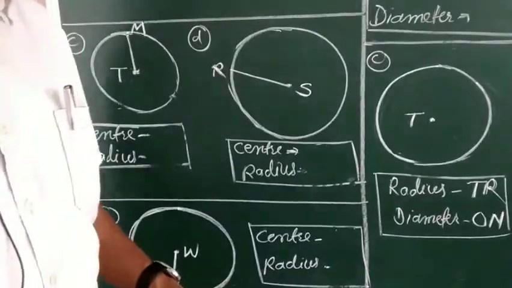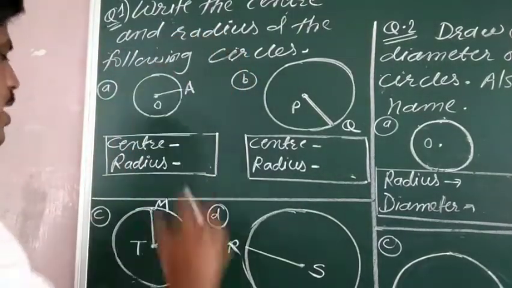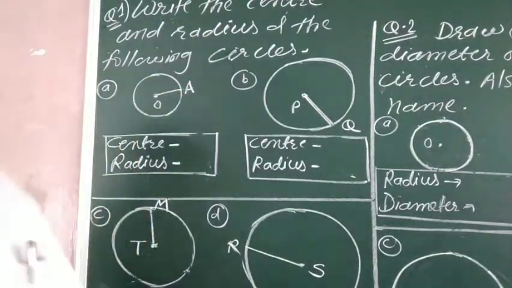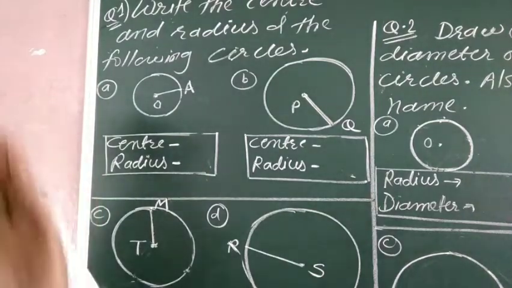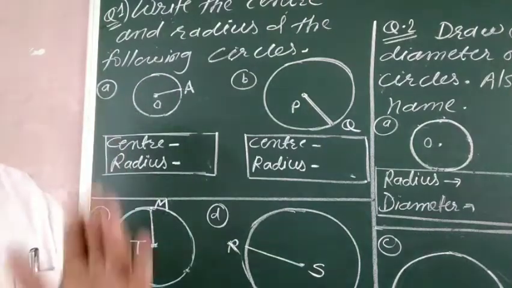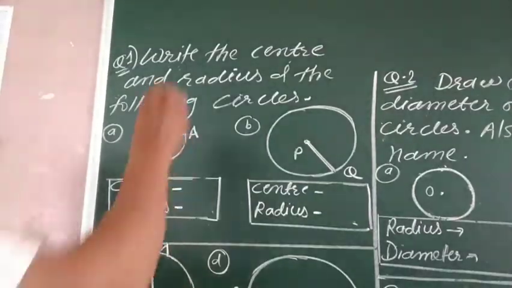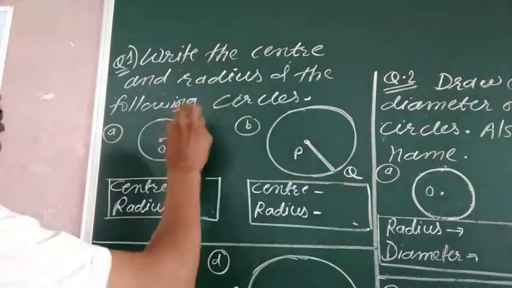Each circle has one center point, and the name of the center point is given here. The radius is also given here. We have to identify which is the center point and which is the radius, and write that in the given box. So according to our question: write the center and radius of the following circle.